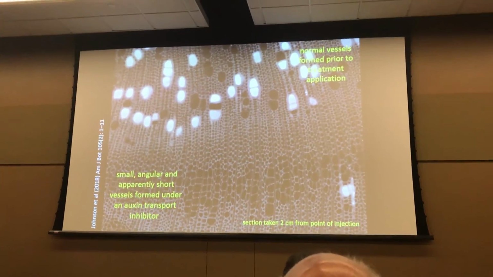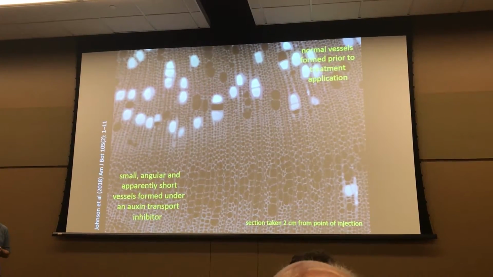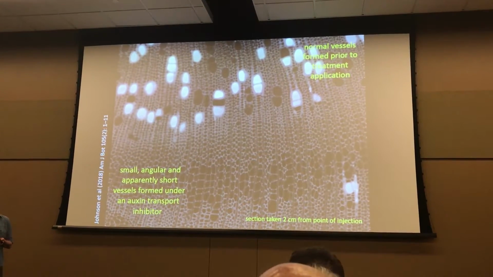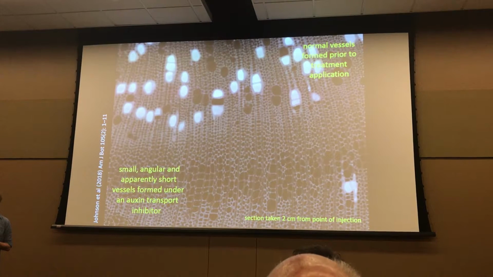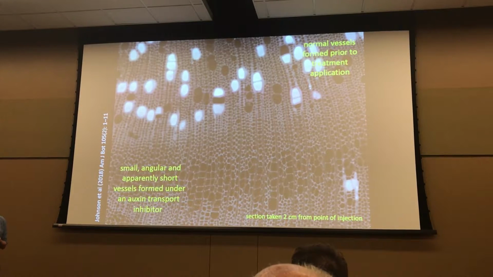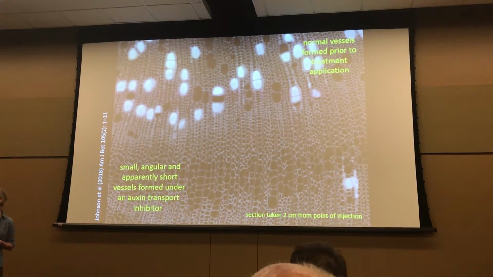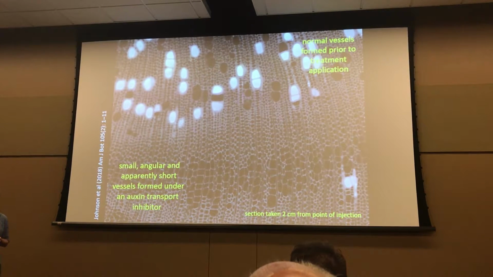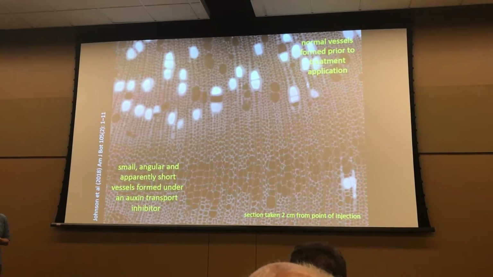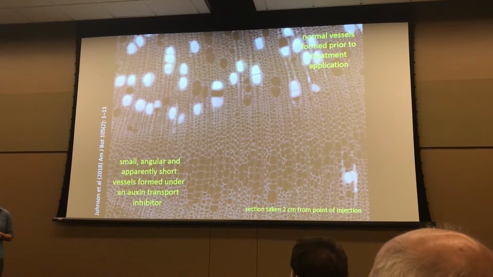So if you're familiar with this technique to measure vessel length, this is a silicone perfusion. It has a fluorescent additive to it. You force silicone under pressure into the cut end of a stem, and the silicone is only able to go as far as the vessel. When it reaches the end of a vessel, it is unable to move through the pits into the next vessel. So if you cut progressively further and further away from the point of injection, you can see vessels drop out, vessels are empty, and that indicates that you passed where an end wall was.